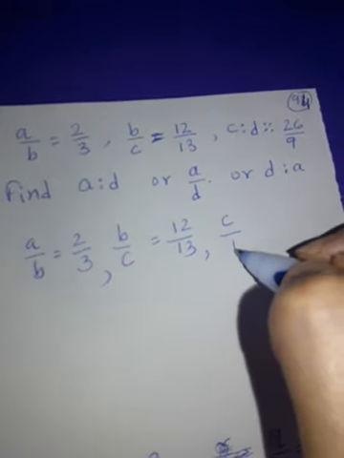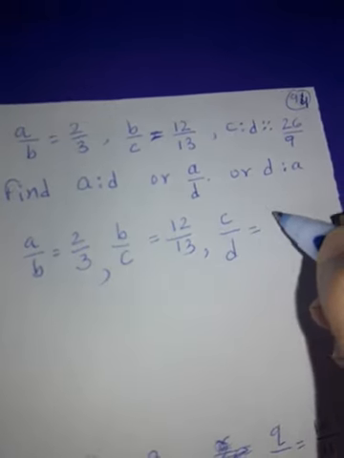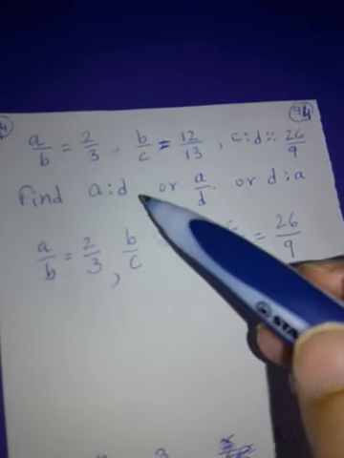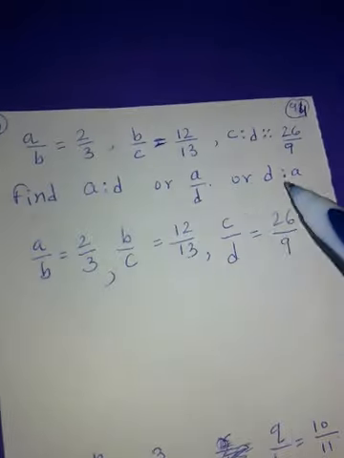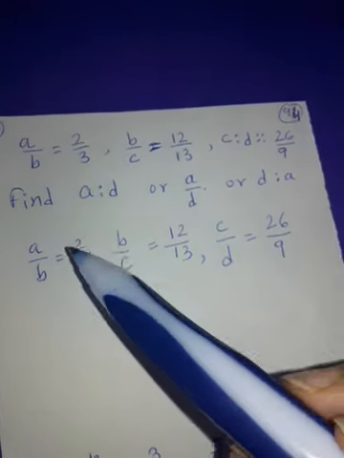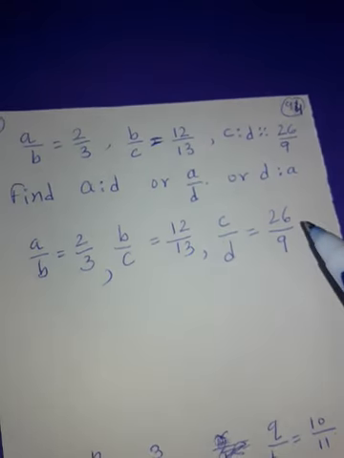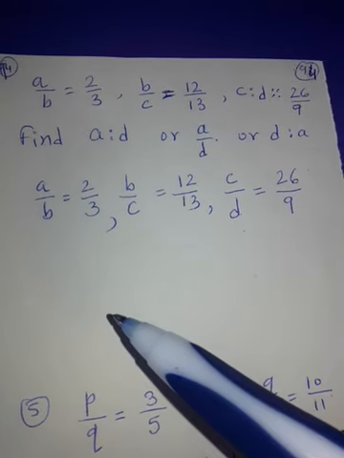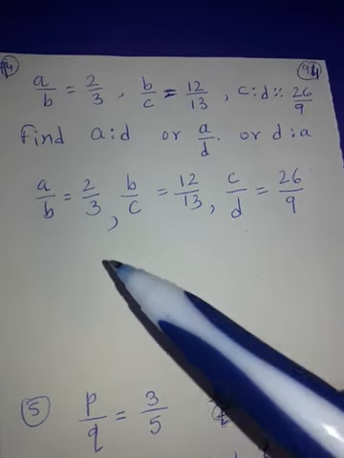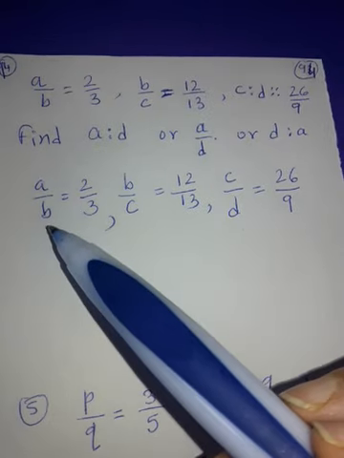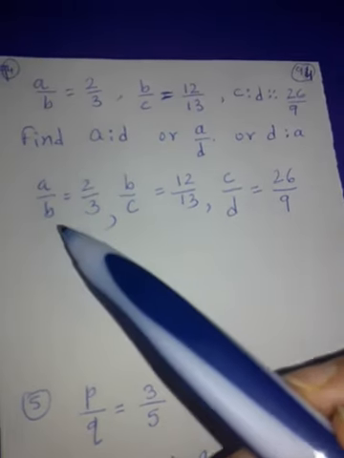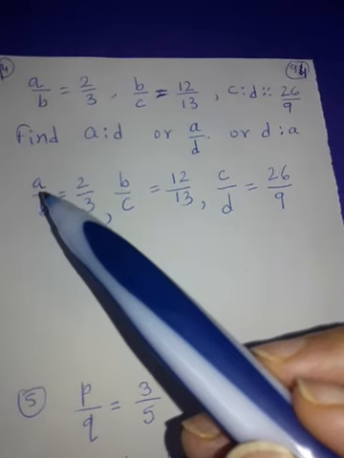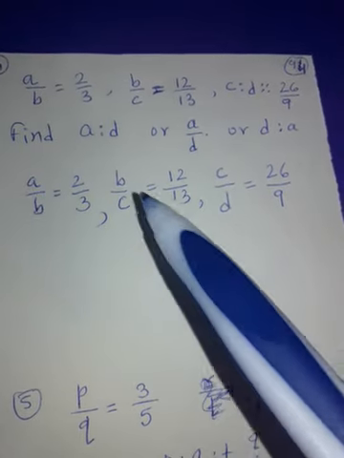C is to D, I am going to write it in the form C upon D, it's one and the same, 26 upon 9. And I want either this, this or this. When I look at these ratios, now if you already know how fractions are multiplied, then you will observe that if I multiply this, what will happen? B will get cancelled, C also will get cancelled, and I will be left with A upon D.